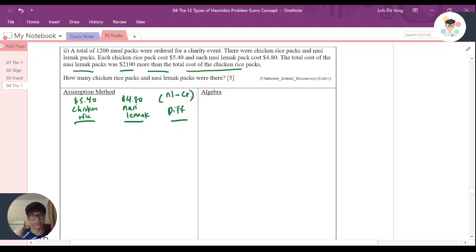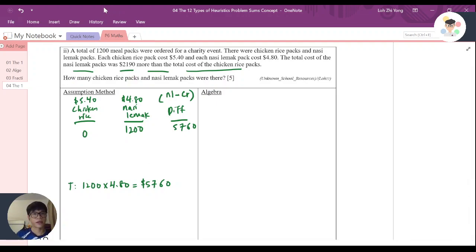Now, if we assume all of the meal packs are nasi lemak, which don't have chicken rice, I know that it will be 1200 times 4.80, and that will be 5760. Is that correct? Yes, because if I times, then I minus 0, it will be 5760.